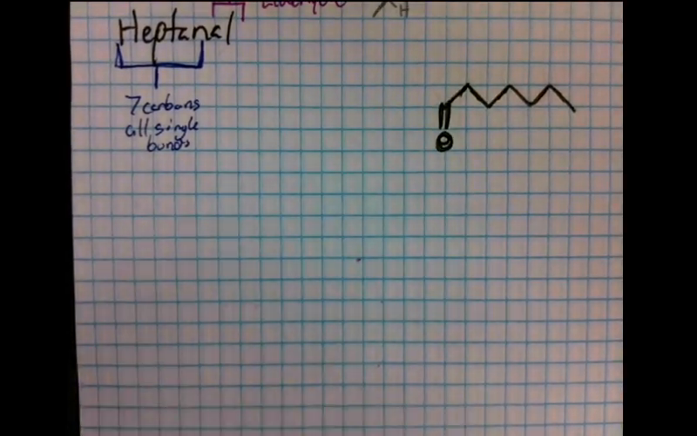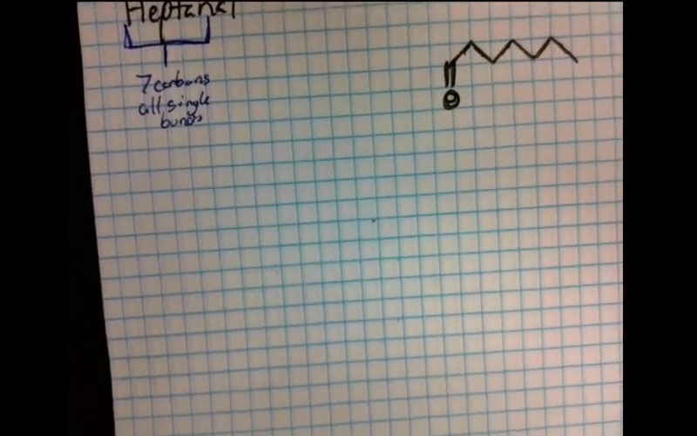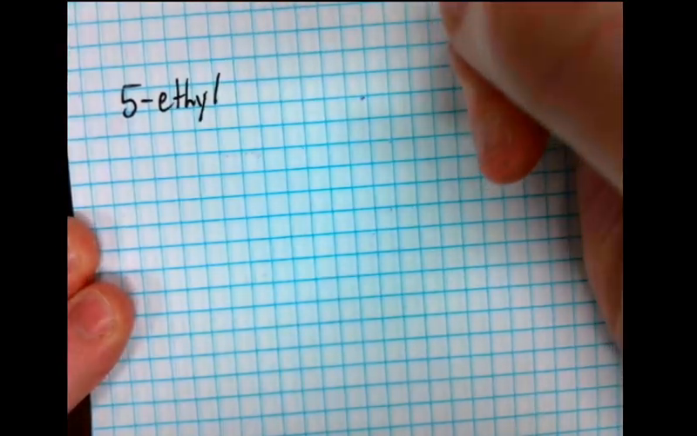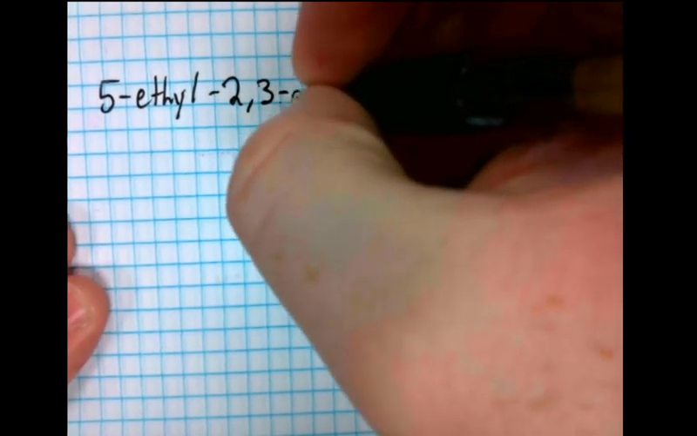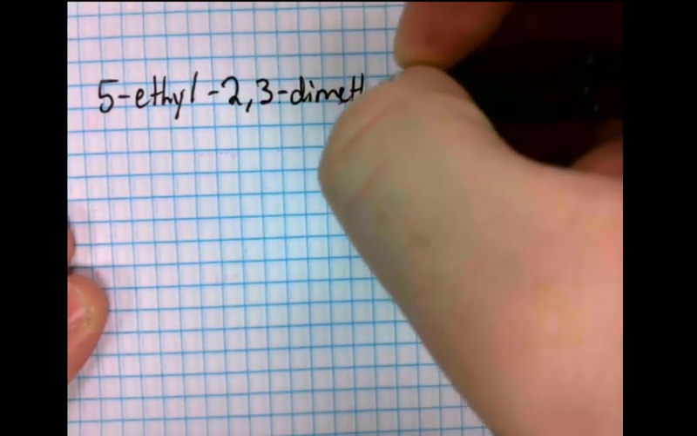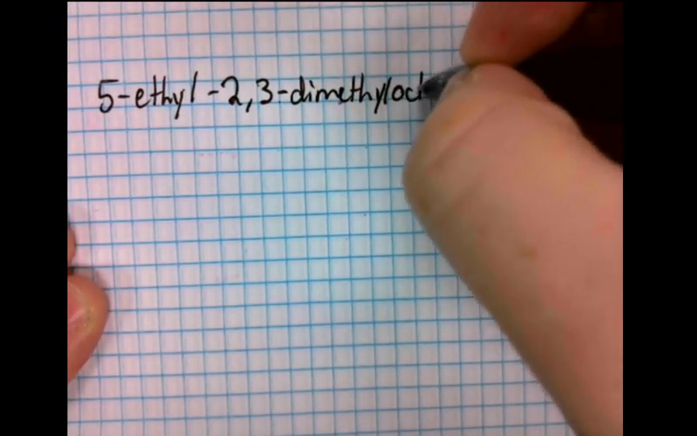Okay, I'm going to try to move this arm without causing too much chaos in the world. So we're going to slide it down here so we can do our last example on this page before I have to flip it. This one's going to get a little more complicated, just a little bit. We've got 5-ethyl, as I annoyingly scratched the camera, 2,3-dimethyl octane.